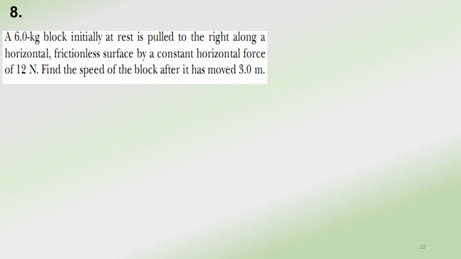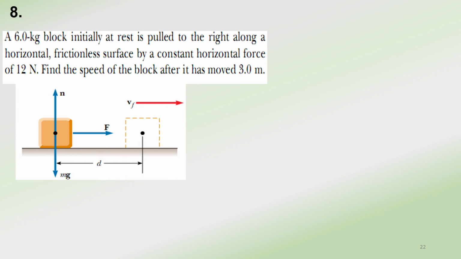Question number 8. A 6 kilogram block initially at rest. To be initially at rest means the initial velocity is equal to 0. It is pulled to the right along a horizontal frictionless surface by a constant horizontal force.